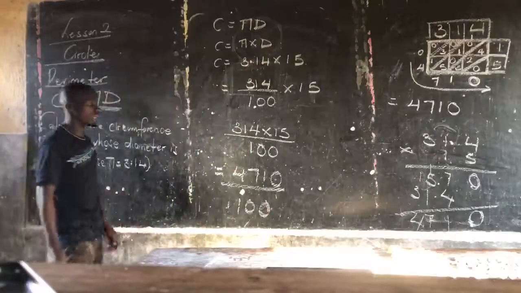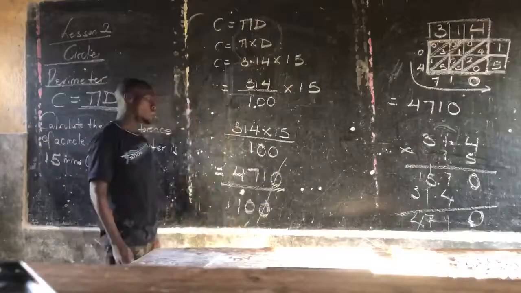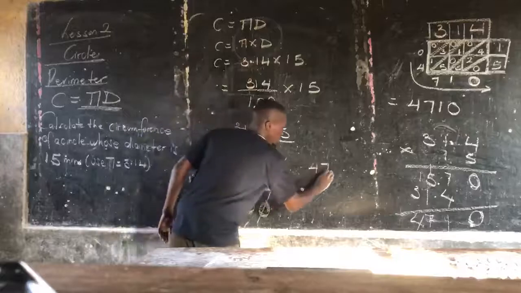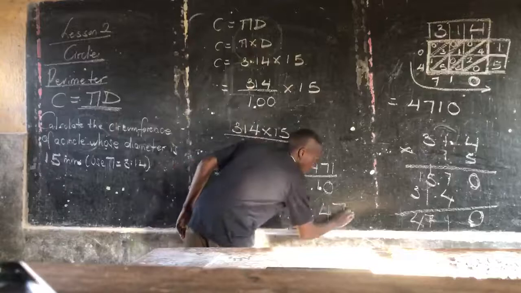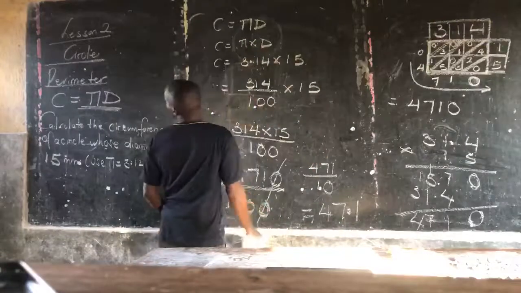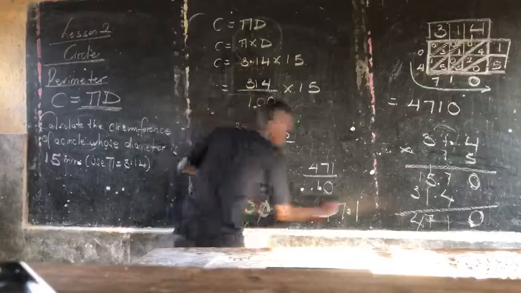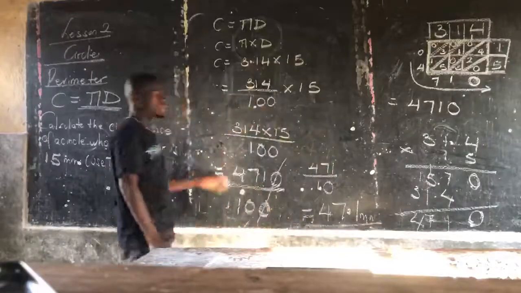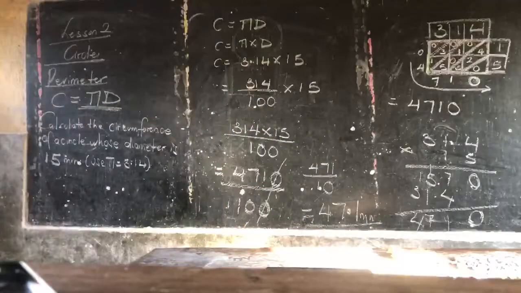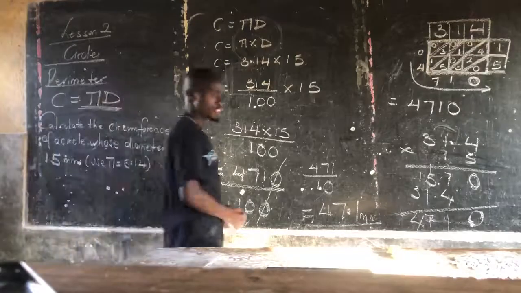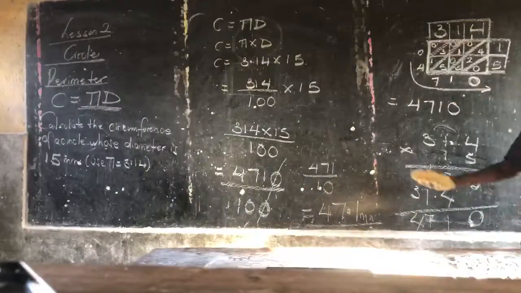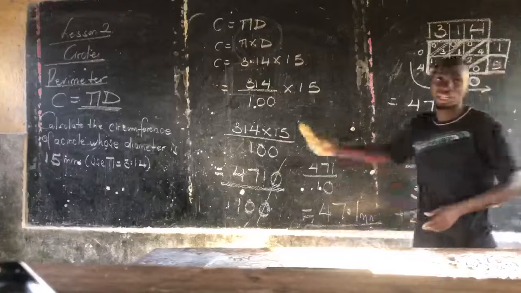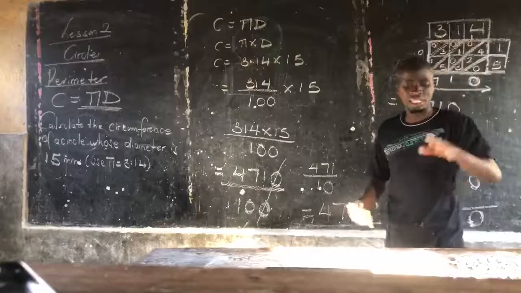So you're going to have 471 out of 10, so as a decimal, 47.1. These are millimeters. So the circumference of that circle will be 47.1 millimeters. Don't forget that. It's just a matter of playing with circumference. Circumference is pi times diameter.